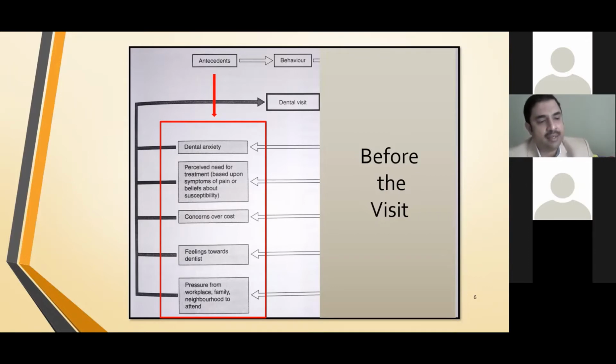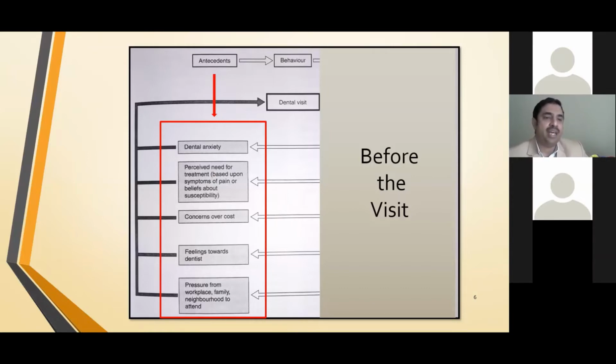The next one is your perceived need. This is pretty important. The perceived need for treatment is based on symptoms of pain or beliefs about susceptibility. Now the patient has pain, so he does not perceive a need for treatment if he takes a painkiller and the pain subsides, correct? And that is what is happening currently. The patient has a toothache, he goes to the pharmacy, buys one Combiflam, takes the Combiflam, the patient goes away, and the patient does not perceive the need for treatment.